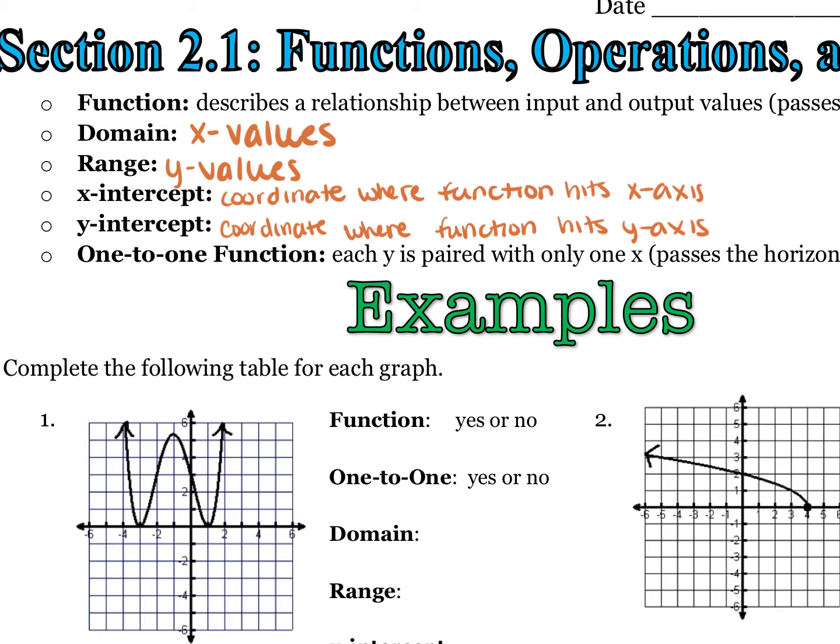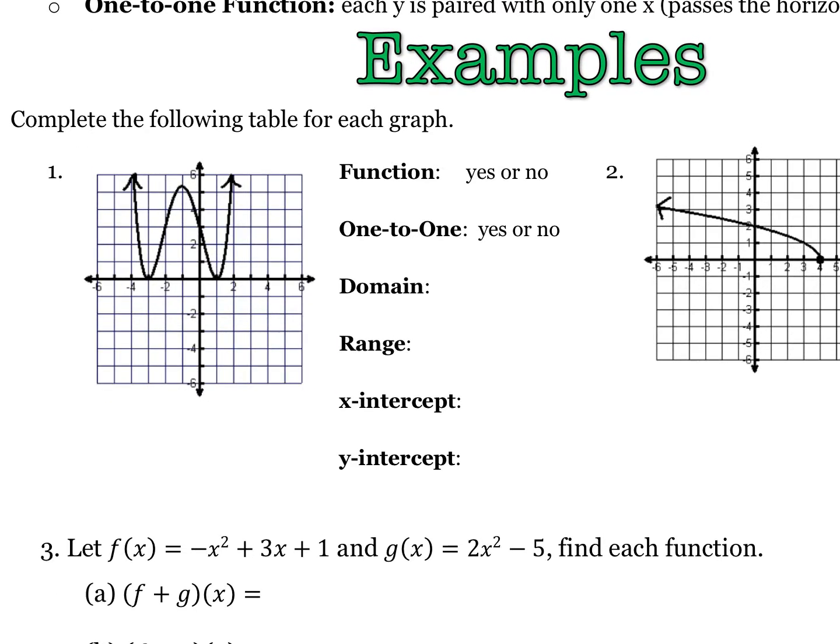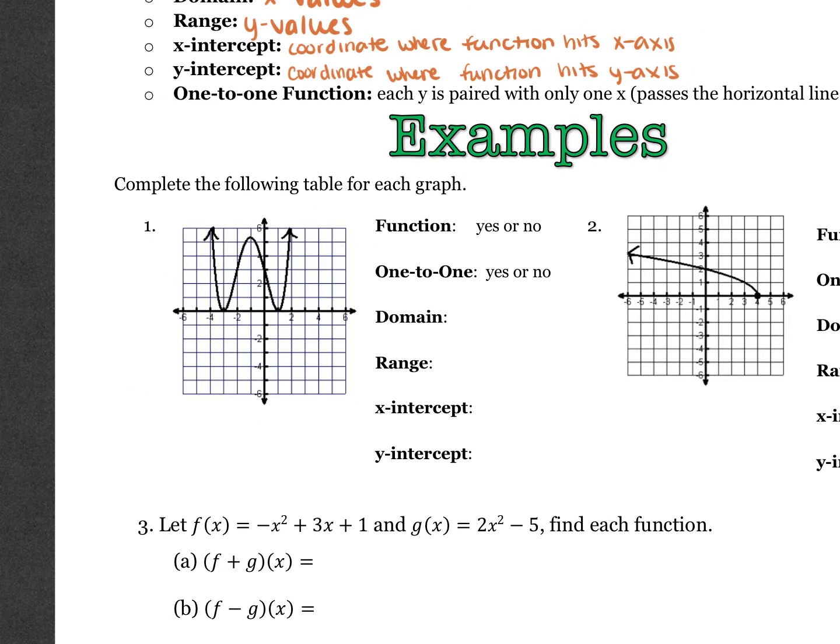Okay, so let's go through an example. So looking at this function, in the previous video we learned whether this would be a function or not, and we can do that by the vertical line test. This does pass the vertical line test, so it is a function. One-to-one means it would pass a vertical line test and a horizontal line test. And then we can see in this case, a horizontal line test, it passes through more than once, so it's not one-to-one.